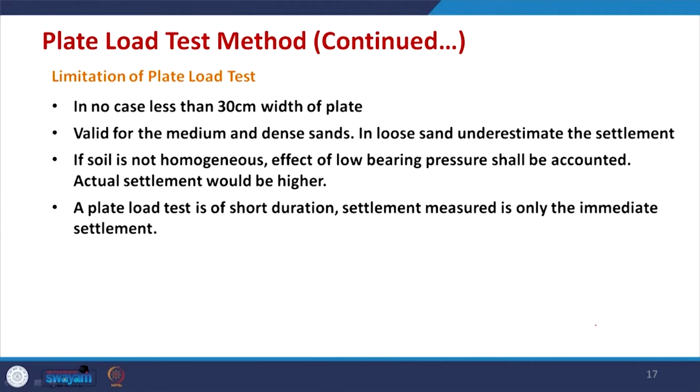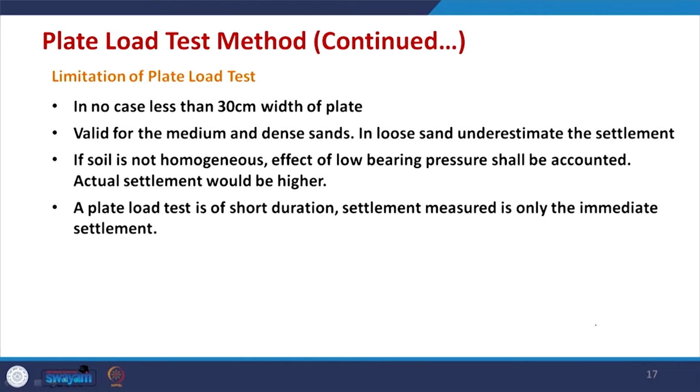Then there are a few limitations of the plate load test which are listed here. In no case should the plate be less than 30 centimeter width, that means the minimum width of the plate should be 30 centimeter and the maximum we discussed is 75 centimeter. The test is valid for medium and dense sands. In case of loose sands, it underestimates the settlement. If soil is not homogeneous, the effect of low bearing pressure shall be accounted for. Actual settlement would in that case be higher than what you get from this test.